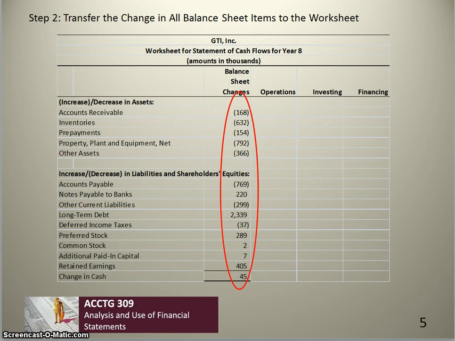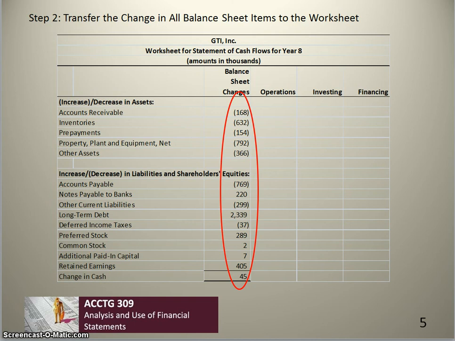Also, very important, please note that on the worksheet, increases in the asset accounts are shown as negatives, while decreases in asset accounts are shown as positives. While increases in the liabilities and shareholders' equity accounts are shown as positives, decreases in liabilities and shareholders' equity accounts are shown as minuses. Again, it's very important that the signs be shown correctly on the worksheet.